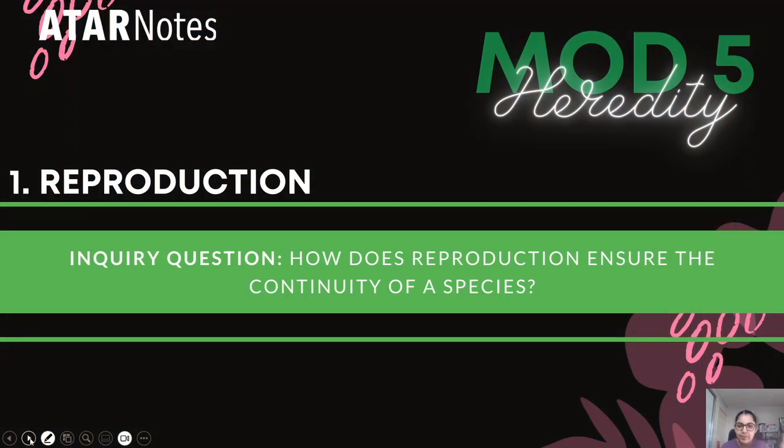So here we are, your very first HSC Biology inquiry question. The first dot point is on reproduction, and the inquiry question is, how does reproduction ensure the continuity of a species?